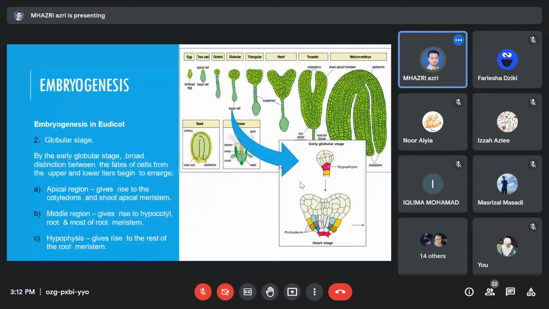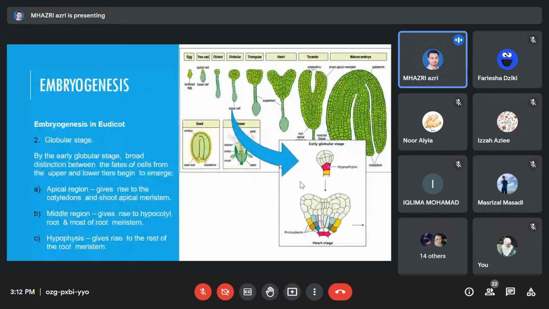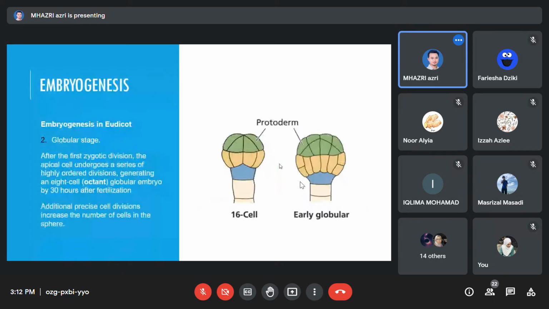Sebagai laluan untuk zygotes. Okay, and then the second stage is globular stage. What is globular stage? Globular stage is after 30 hours of fertilizations. Okay, so the apical, di sebelah atas kita panggil apical cells, will differentiate and produce 8 globular embryo cells. Okay, additional precise cell divisions increase the number of cells in the sphere.